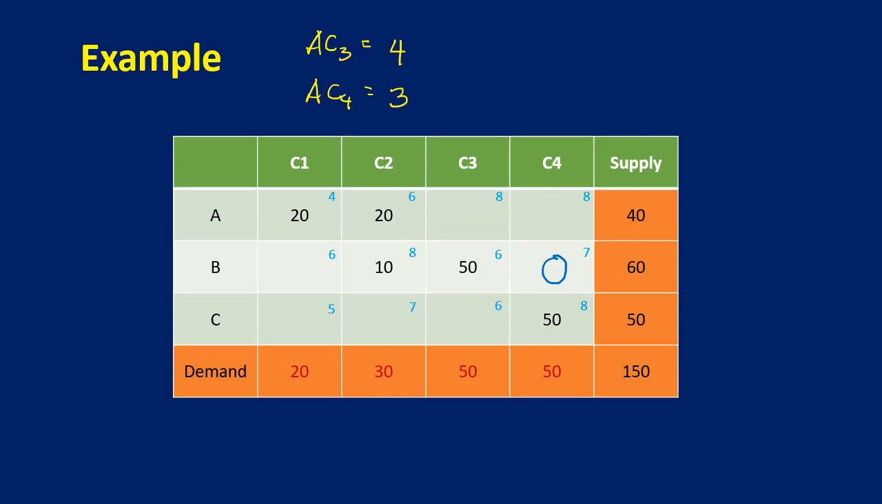Let us compute the improvement index at BC1. At BC1, there's no problem. There are enough stones. So plus, minus, plus, minus. We can go this way: this, this, this, and then go back. So what is the improvement index there? 6 minus 4 is 2, plus 6 is 8, minus 8, so that's 0. Take note that BC4 is already considered occupied, so we will no longer get the improvement index there. Let's get the improvement index at CC1.